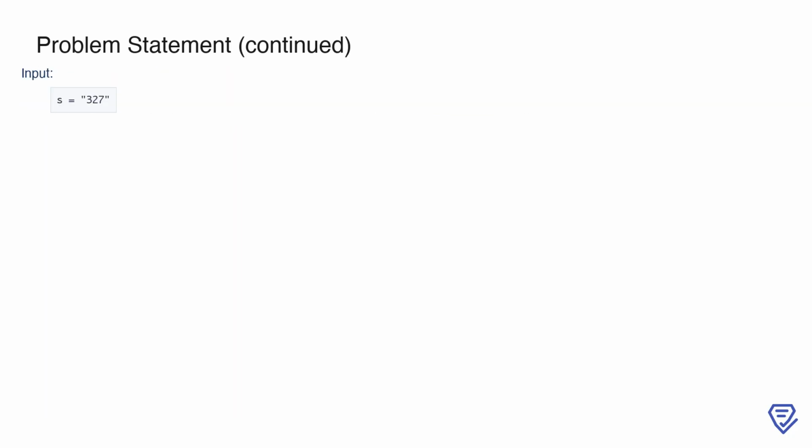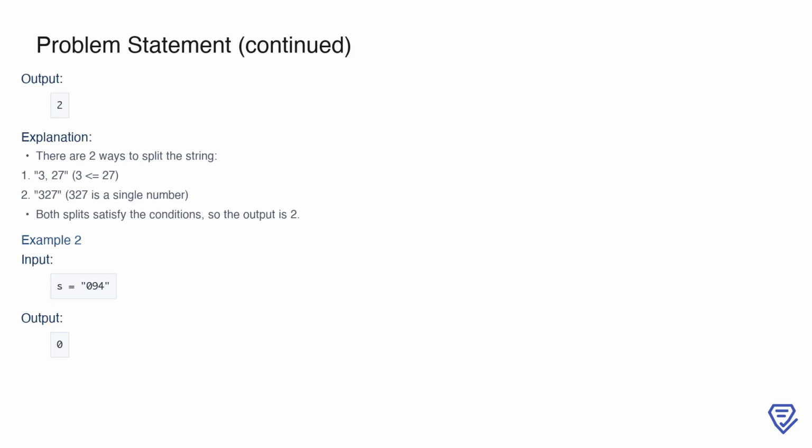The input to the problem is a single string s composed of digits from 1 to 9, and the output is an integer representing the total number of valid ways to split the string according to these rules. To better understand the problem, let's consider some examples. In the first example, the input string is s equals 327. The output is 2 because there are two valid ways to split the string.